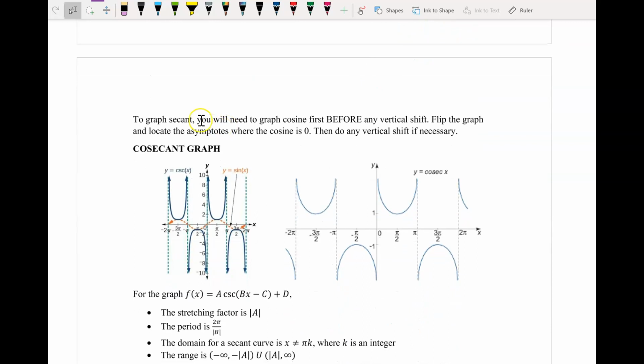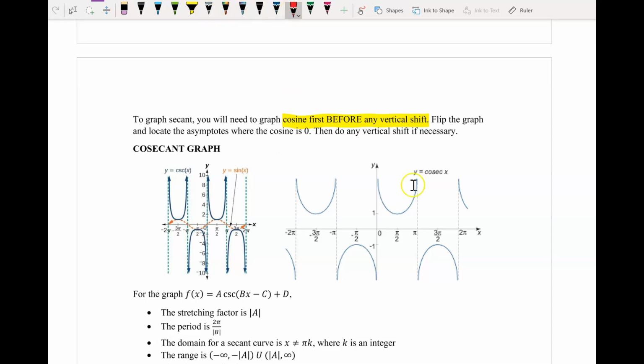To graph the secant curve, you need to find the cosine curve first before any vertical shift. So we're going to graph the cosine first, before doing any vertical shift going up and down. We're going to flip the graph and locate the asymptotes where the cosine is 0, and then do any vertical shifts if necessary. Okay, so that's what the secant graph will look like.